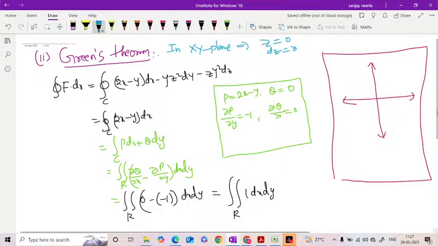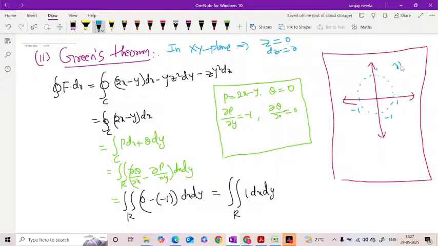Our region is a circle, x square plus y square is equal to 1. So this problem we can solve in three ways. You can use the Cartesian form, or you can use the polar form, or you can use the direct property also. What is the result according to the previous class? This must give the area of the region.